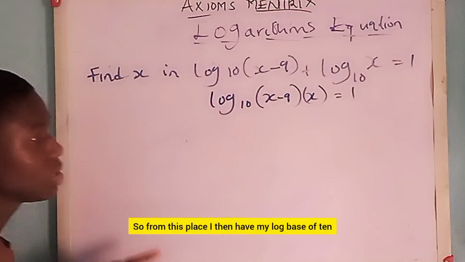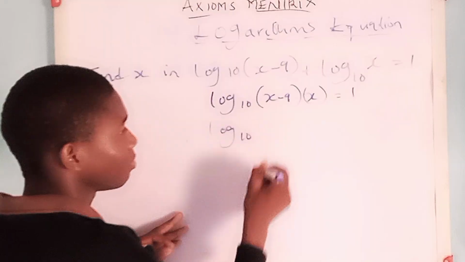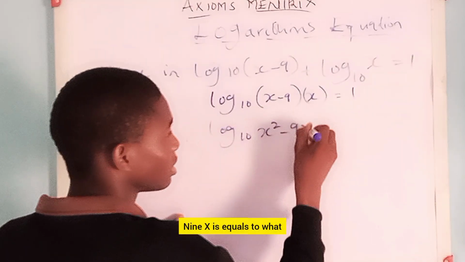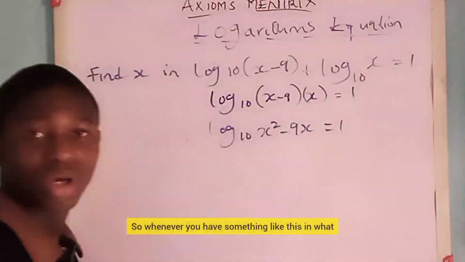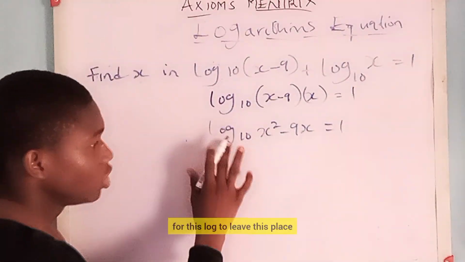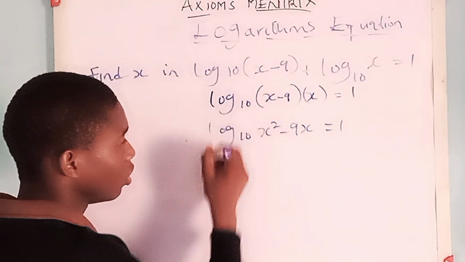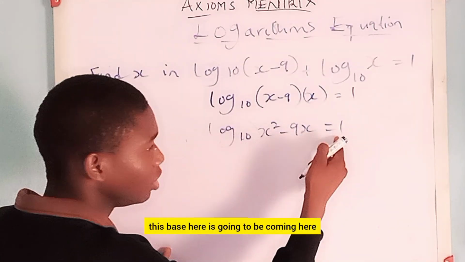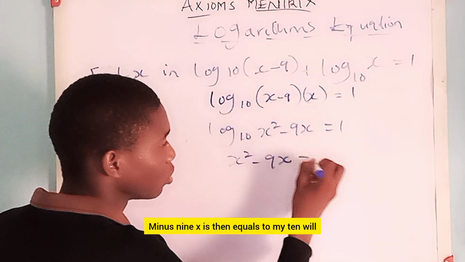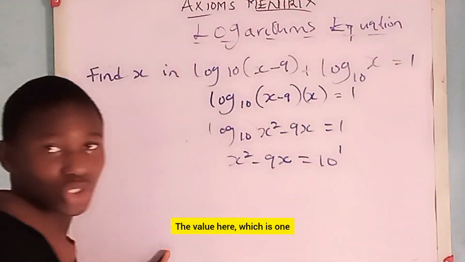1. So from this place, I then have my log base 10 of this time x squared minus 9x is equal to 1. So whenever you have something like this in logarithm, what you are going to be doing is that for this log to leave this place, since it's an equation, this here is going to be coming here. So it's going to be x squared minus 9x is equal to 10 raised to the power of the value here, which is 1.